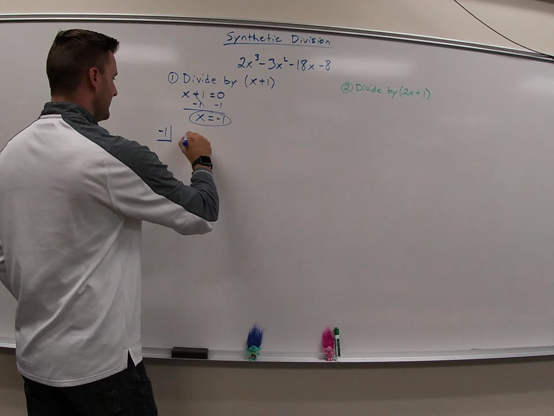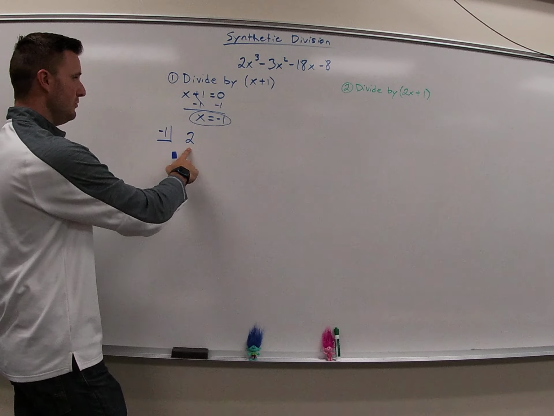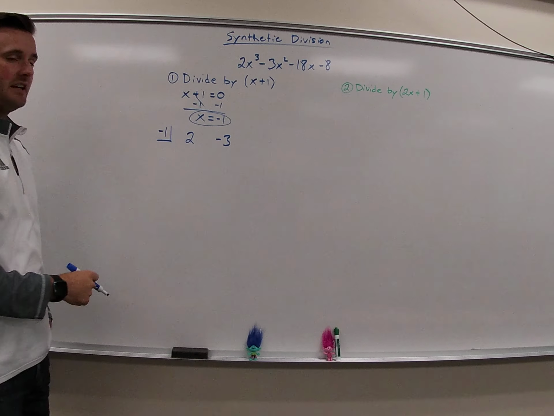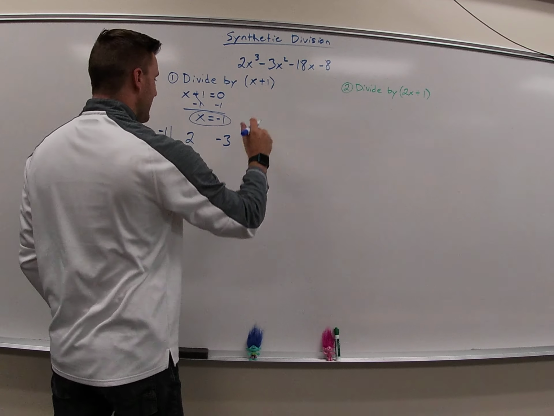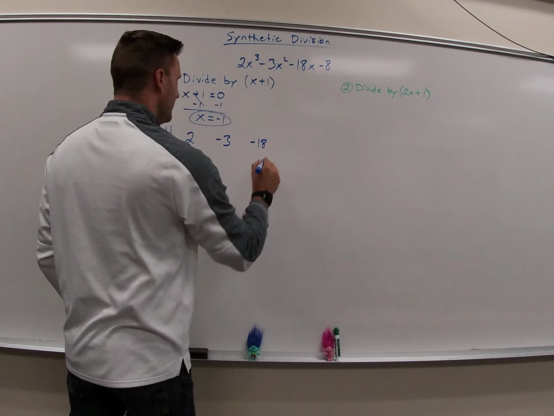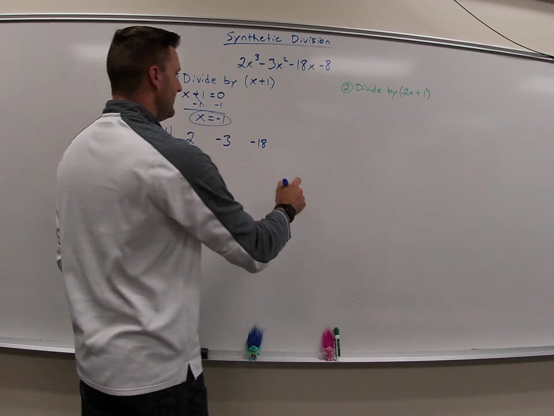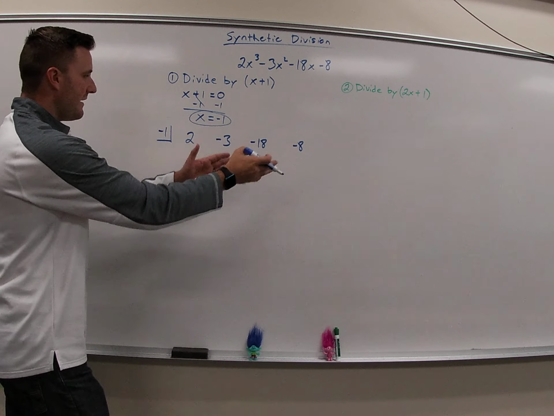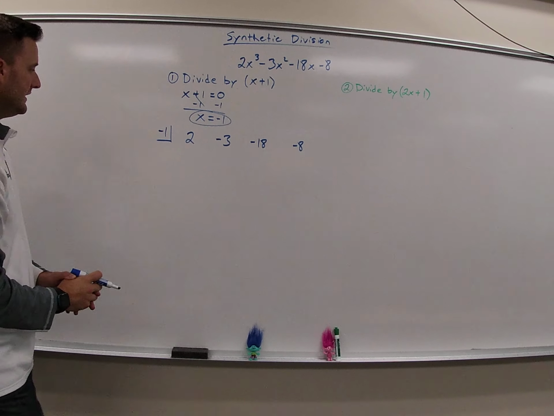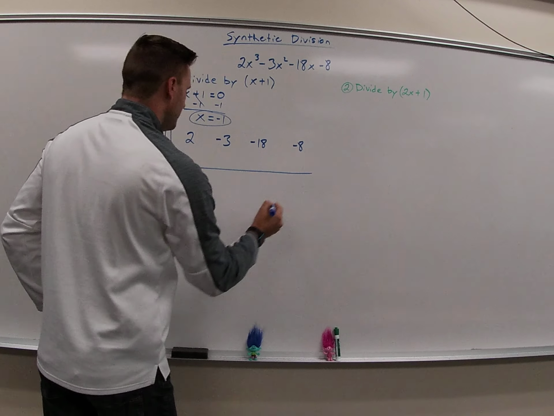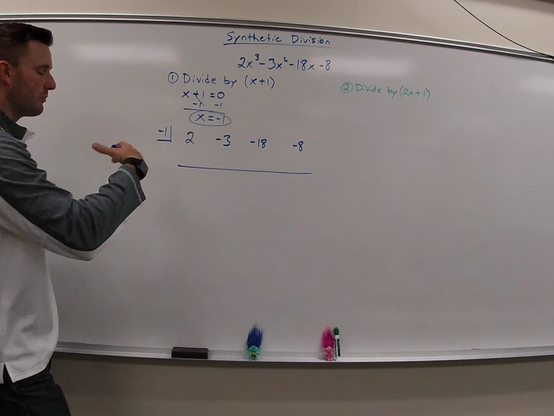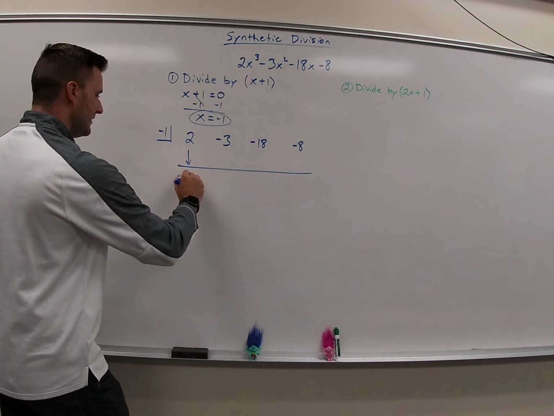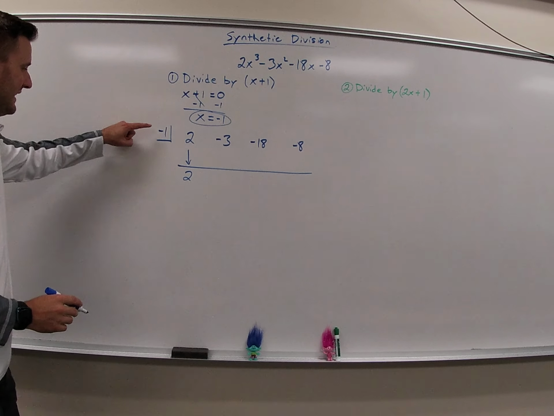So for example, I have a 2x cubed, so I'm going to write a 2. I have a minus 3x squared, so I'm going to leave a space and write -3. And I have minus 18x, so I'm going to write -18. And then I have this minus 8 as my constant at the end. So I'm going to just leave a gap for each number. Now I'm going to leave some space here, and this is just the process that you're going to have to memorize.